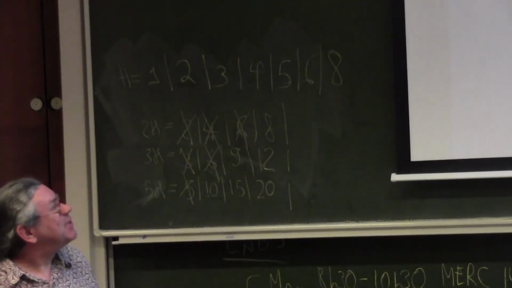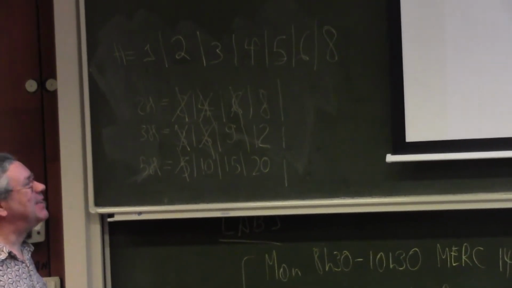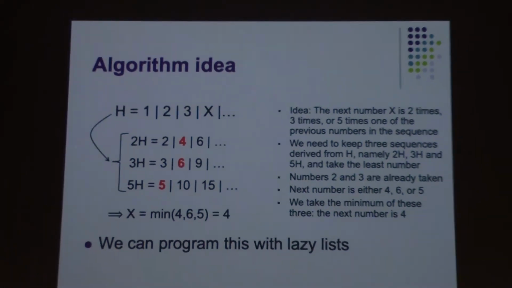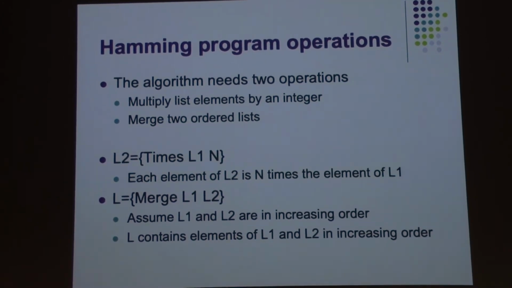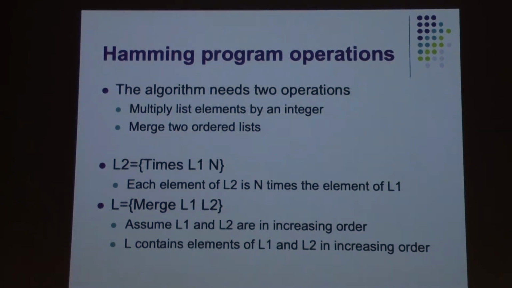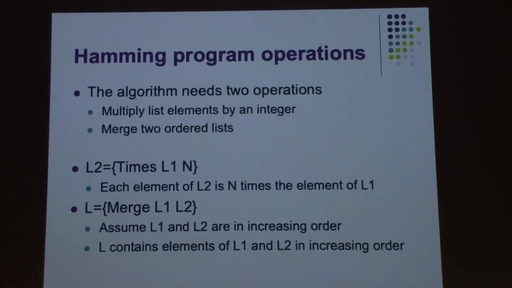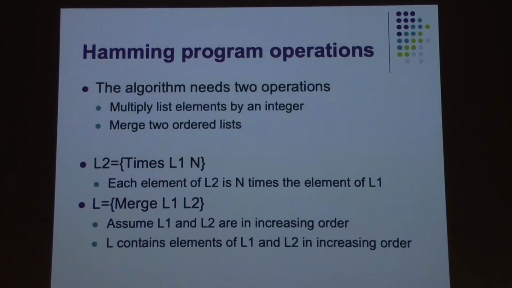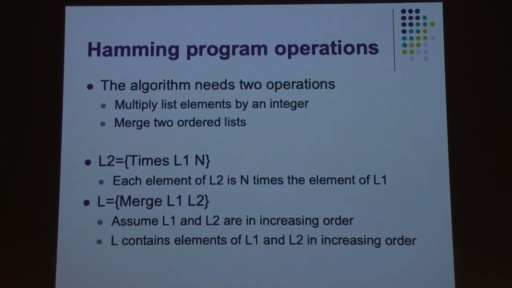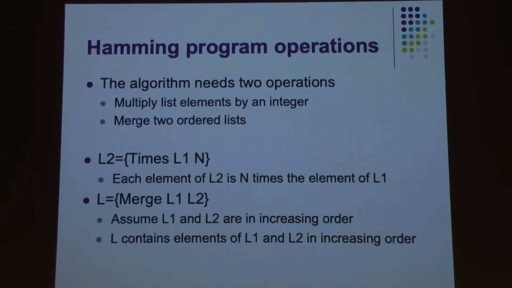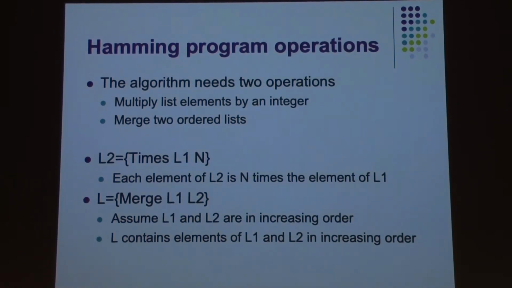Now we can program this with lazy lists. It's very easy to program this with lazy lists. Okay, so let me show you how it's done. We need 2 operations. We need to multiply the list by some integer: h goes to 2h. We also need to merge ordered lists. Merging 2 ordered lists means you take the smallest element, and that's the new one, and you keep going. So the result is also an ordered list.